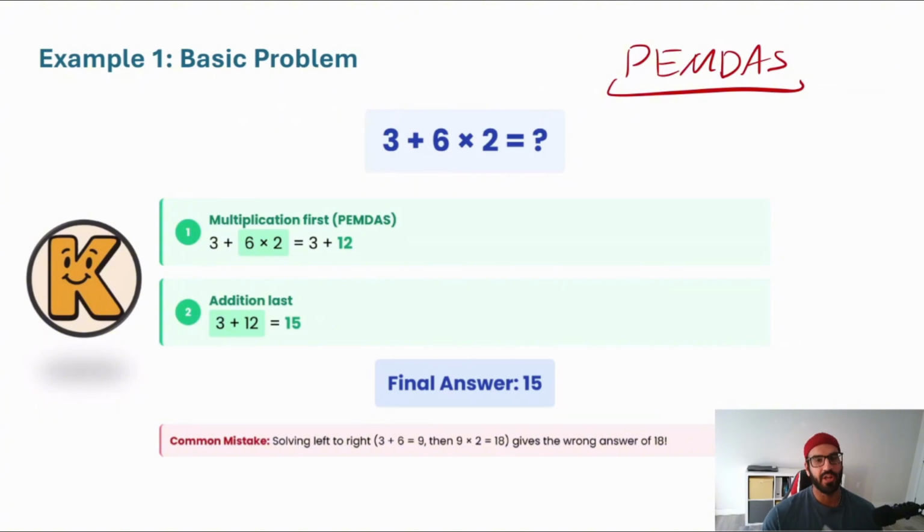So as you can see over here, I only have two operations. I do have addition and I do have multiplication. Based on the PEMDAS, we know that multiplication comes first, right? So I have to do 6 times 2, which is 12, plus 3 is equal to 15. Simple, done. Let's go for the next example.